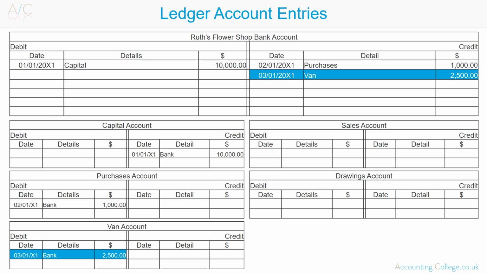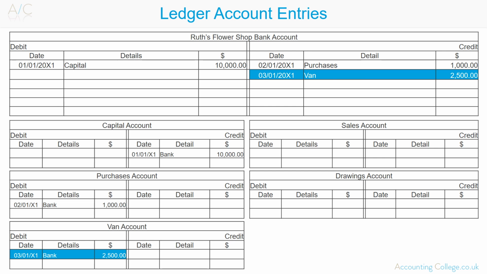On the 3rd of January, Ruth buys a work van costing $2,500 in order to make her flower deliveries. Ruth's flower van is an example of a non-current asset, also known as a fixed asset. Fixed assets are assets kept long-term in a business. For example, equipment, premises, and motor vehicles. The bank account would now look as follows.